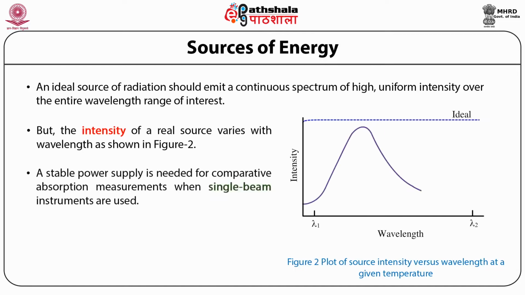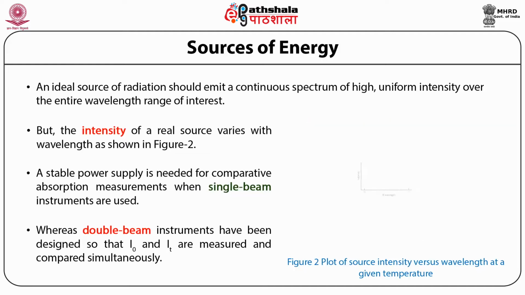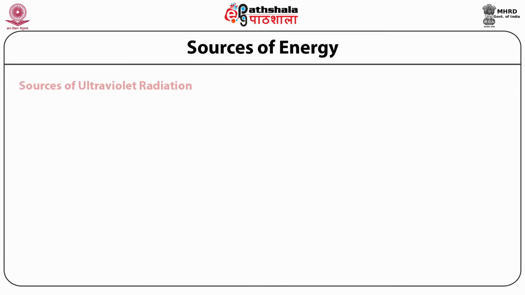A stable power supply is needed for comparative absorption measurements when single beam instruments are used, whereas double beam instruments have been designed so that I0 and IT are measured and compared simultaneously. By comparing simultaneously, various disturbances, noise, etc. are eliminated. Sources of ultraviolet radiation.